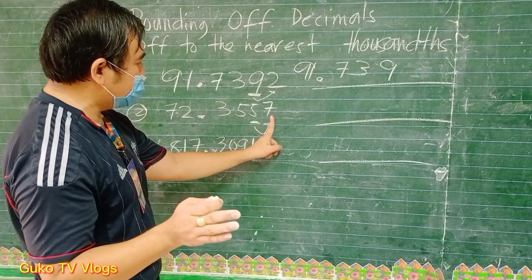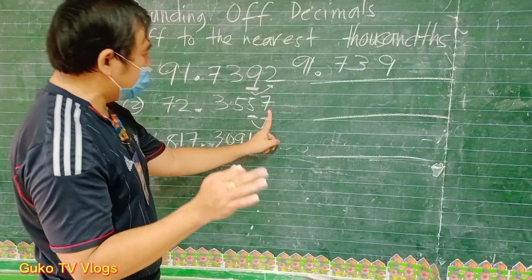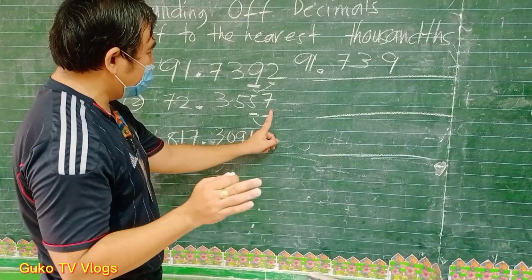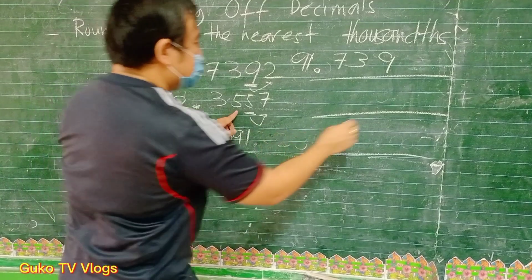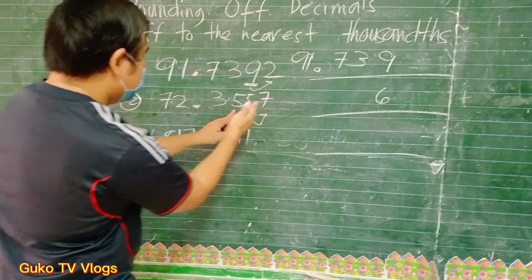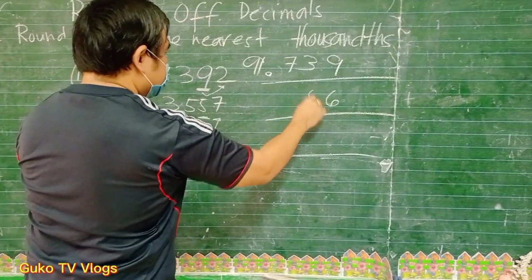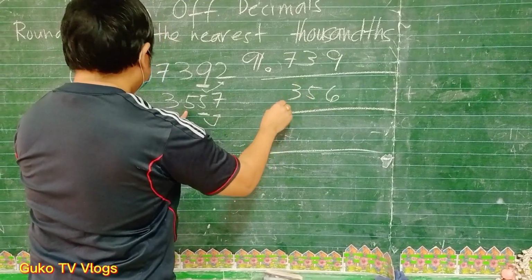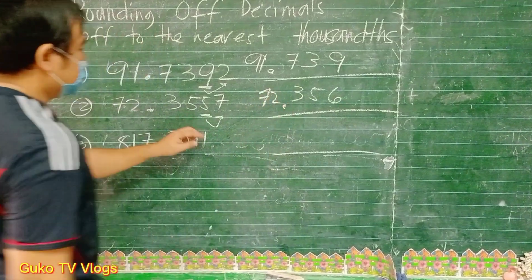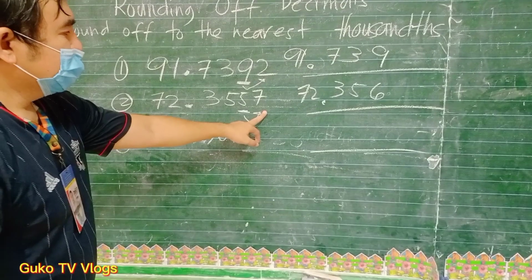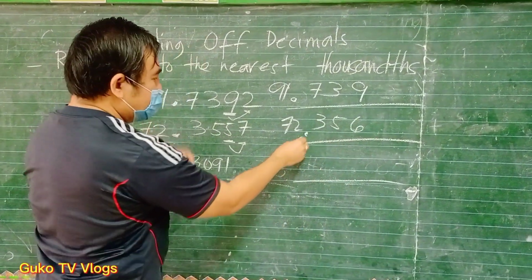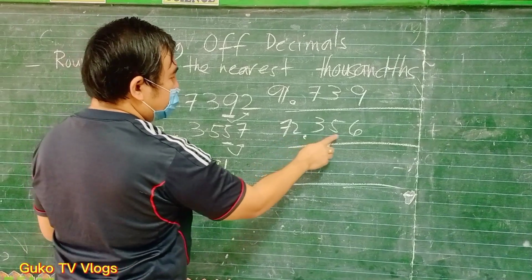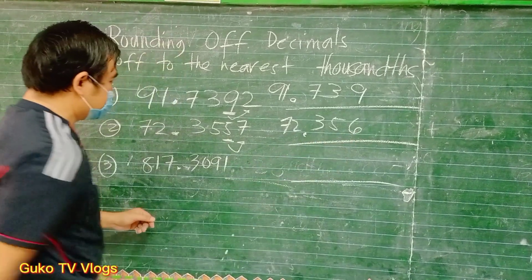Again, if it is more than 4, I mean more than 4, we will add 1 here. So 5 plus 1 is 6. Copy everything on the left. Okay. And this will become 0. Or you can just place nothing there. So the answer here is 72 and 356 thousandths.